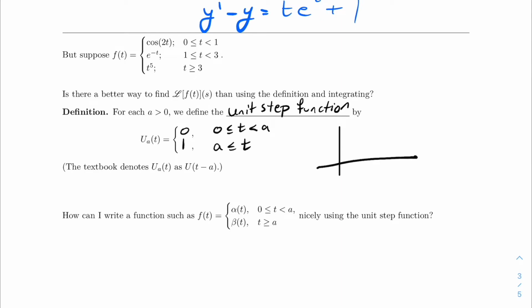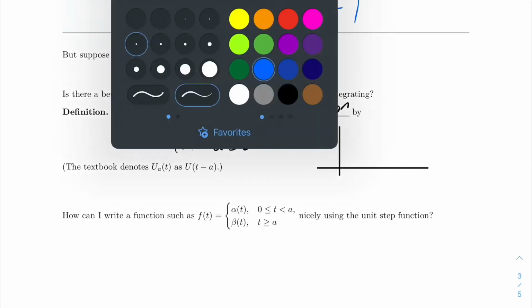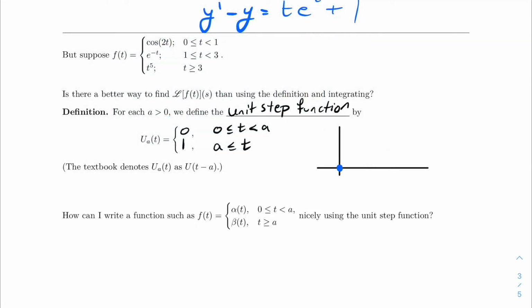All right, so what does this thing look like? It looks something like this. It's just going to be 0 from here up until you get to whatever your value of a is, and then it jumps up to 1 at that point. Okay, so this is your unit step function.